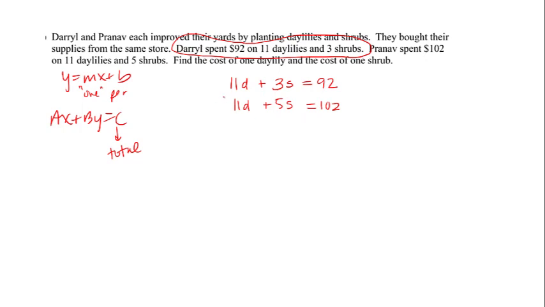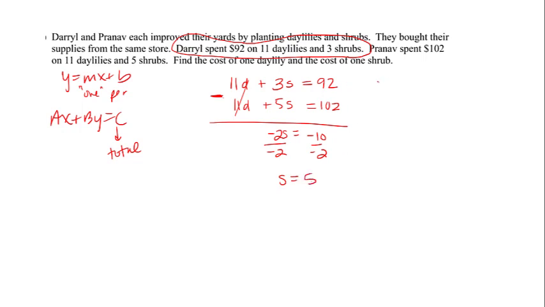Let's go ahead and, we could multiply one of these by -1, but actually let's do a different method right now. Let's just subtract them. 11 minus 11, 3 minus 5, and then 92 minus 102. We'll go ahead and divide by -2. We're going to get 5.